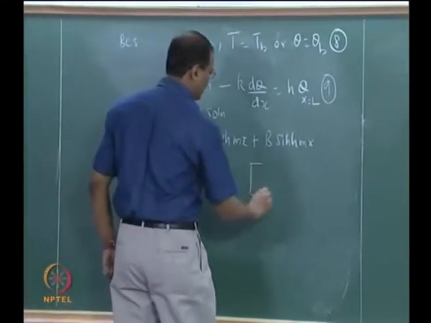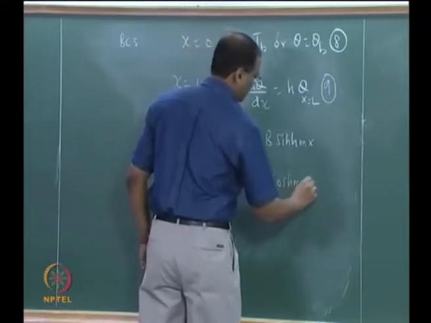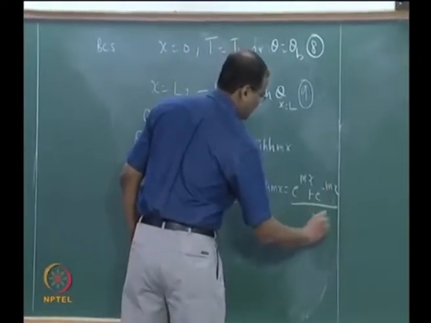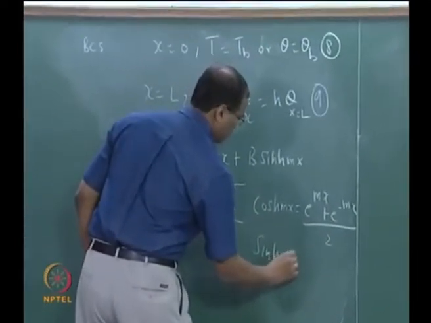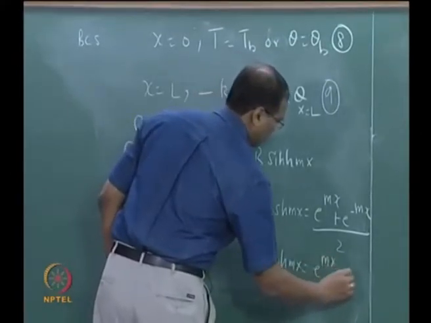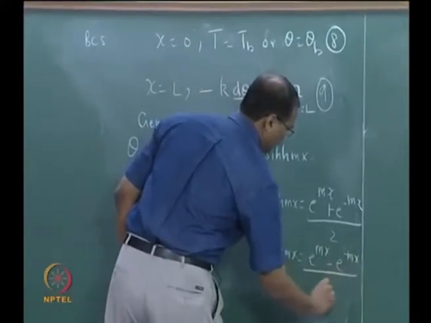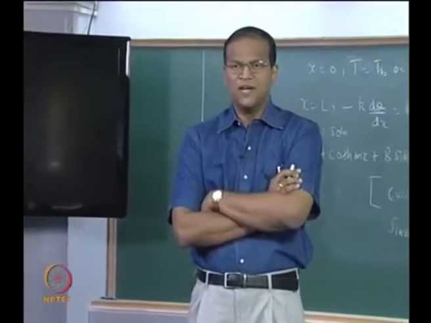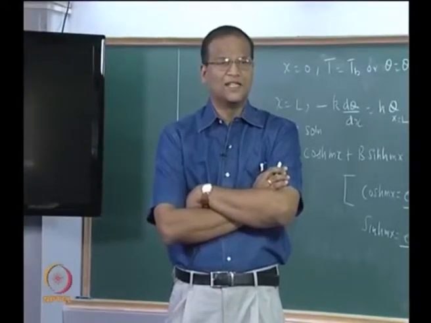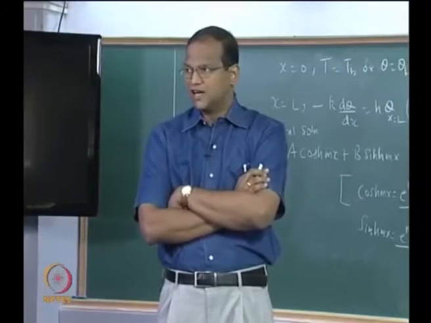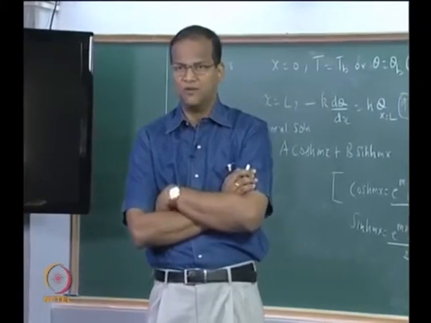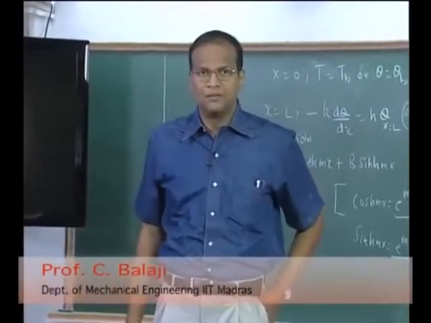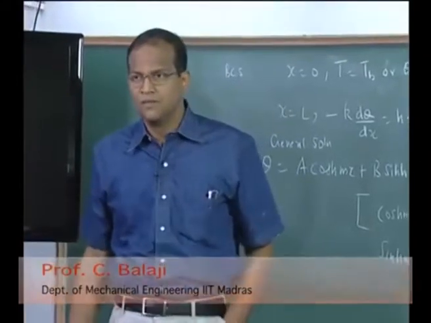So where you can write the solution as a e to the power of mx plus b e to the power of minus mx, but for strategic reasons I want to keep the cos h. You can start the solution with a e to the power of mx plus b e to the power of minus mx and then you can work out, but the algebra is more involved for this boundary condition, alright.